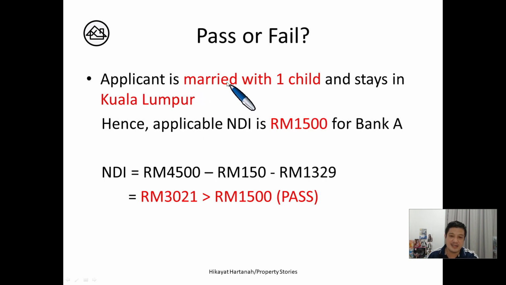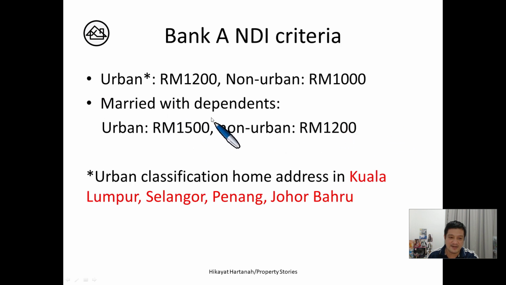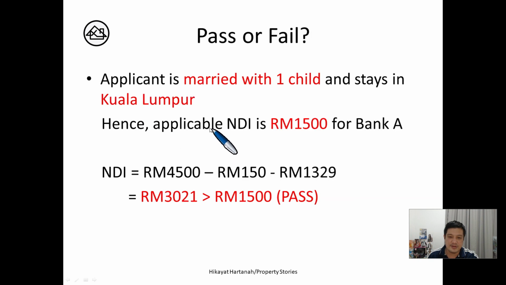So the applicant here is married with 1 child and stays in Kuala Lumpur. Remember home address? Applicable NDI is 1,500 for Bank A. See here, 1,500. Married with dependents, urban area. So 1,500. Just now the NDI we calculated is 3,021, correct? 3,021 is much more than 1,500. So this person passes. DSR and NDI pass, can submit to HQ for approval.